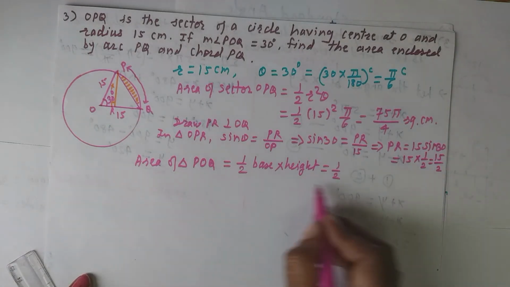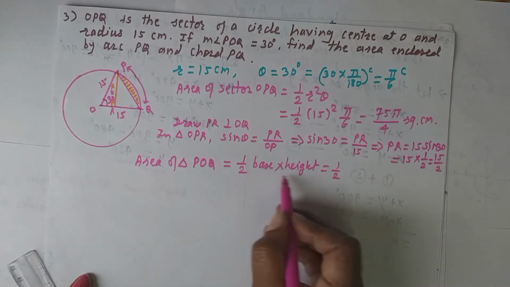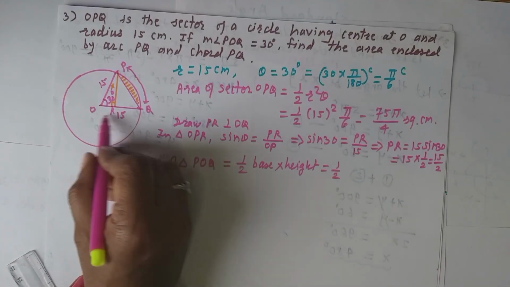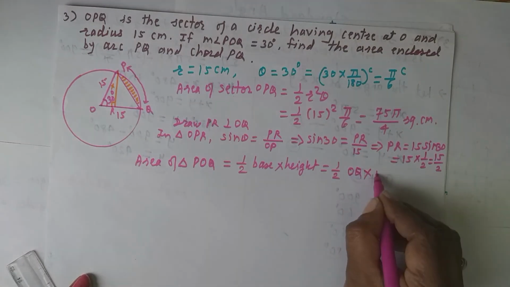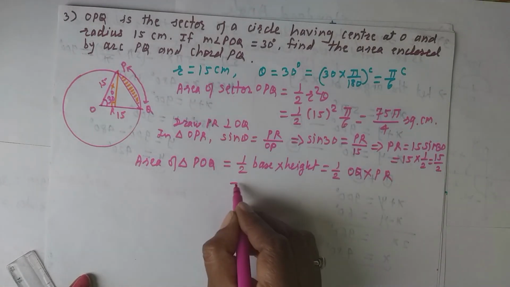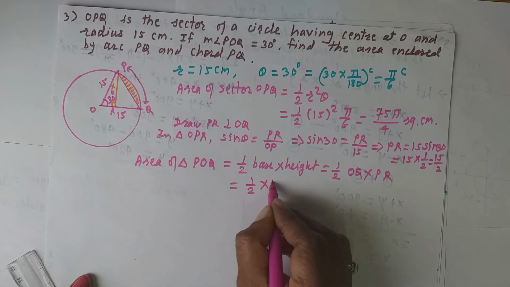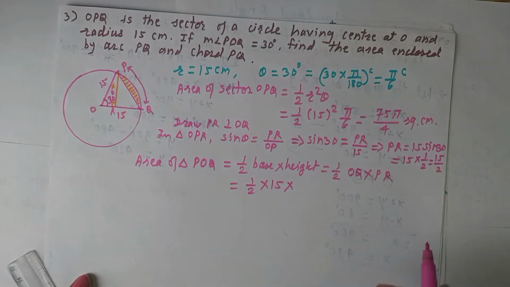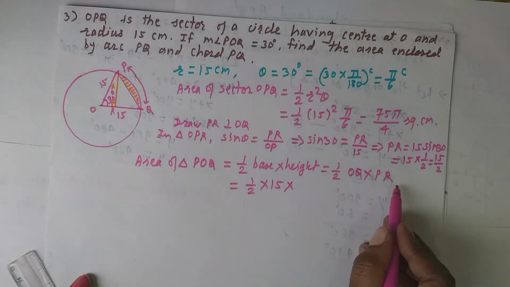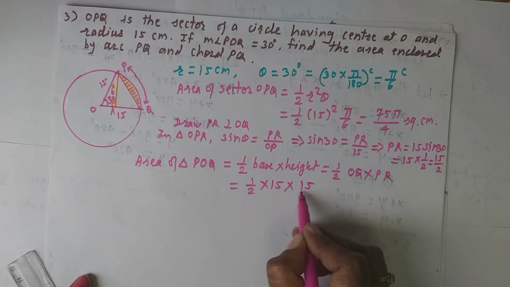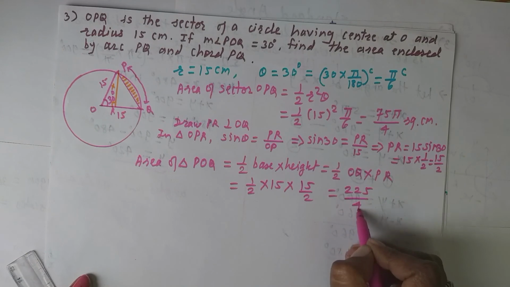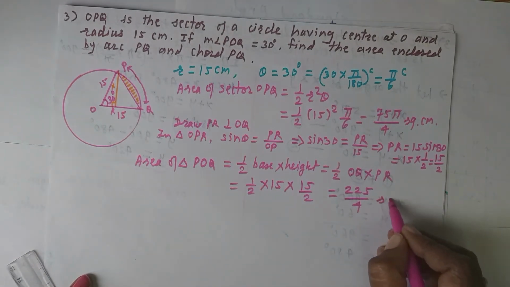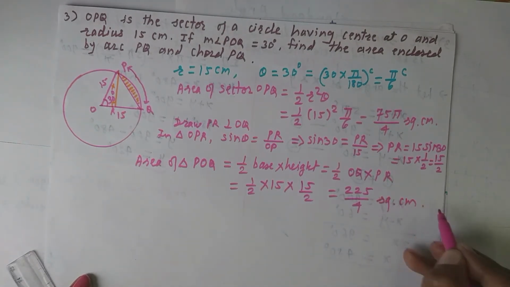Then you write down area of triangle is half base into height. What is the base here? For this triangle the base is OQ, height is PR. Then you keep the values. OQ is nothing but radius, the value of OQ is 15. Then PR is 15 by 2. After simplification I will get 225 divided by 4. As it is area, you write down square centimeter.